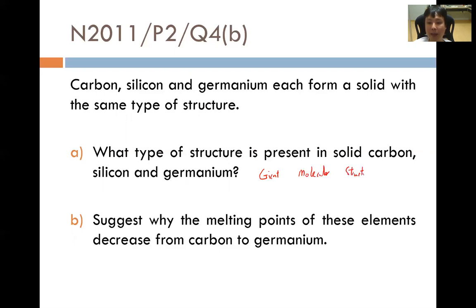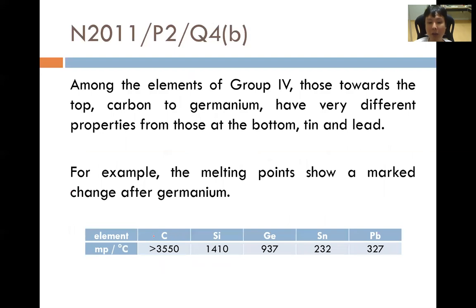Okay, and the second part of the question suggests why the melting points of these elements decrease from carbon to germanium. So if carbon, silicon, and germanium are all giant molecular structures, then what are the factors that decide how high the melting point is? You need to hold in mind what is the thing that you're breaking during melting of giant molecular structures, and the answer is the covalent bonds.